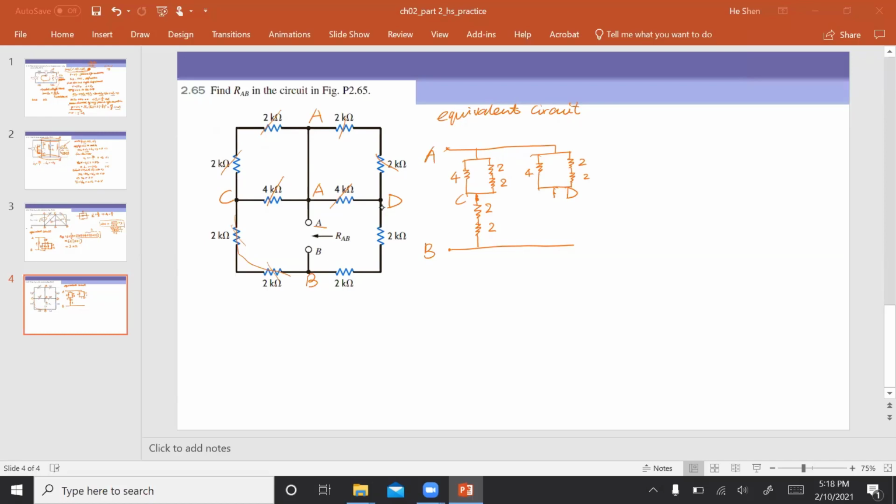And between D and B, how many branches do we have? We have one path that goes through this 2K and 2K, right? That's it. Now we find our equivalent circuit.